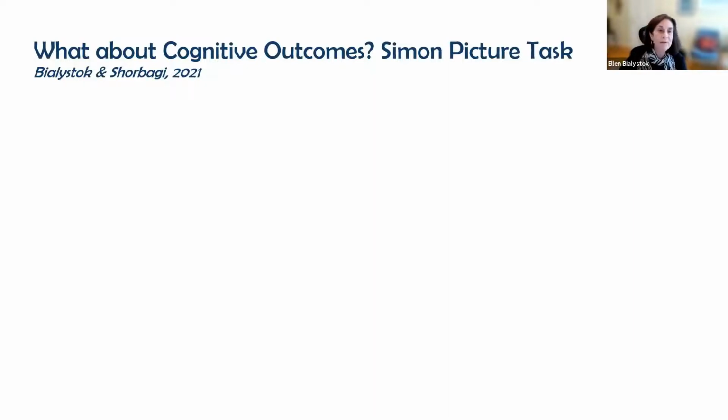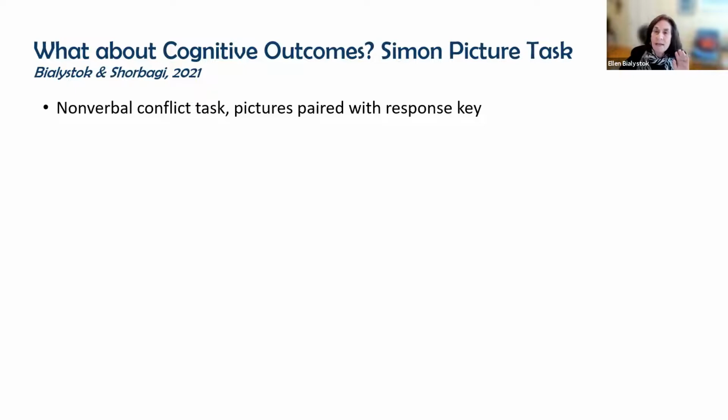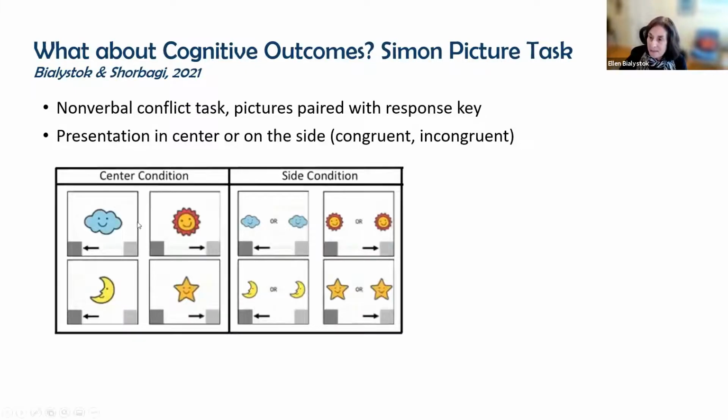I told you we gave them cognitive tests every year. And so I just want to show you the results of one of the cognitive tasks we gave them in year 1 when they were 6 years old. Gave them this nonverbal Simon picture task, a conflict task. They see a picture and they get a rule. If you see a cloud, press the button on the left. If you see a sun, press the button on the right.